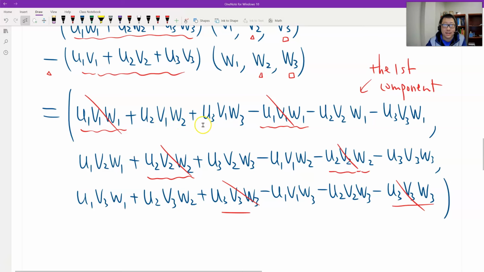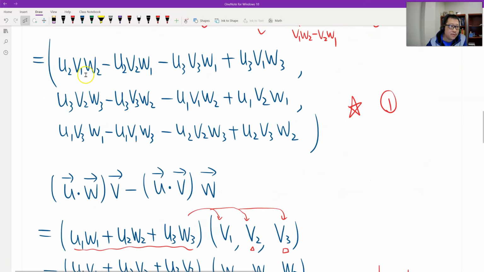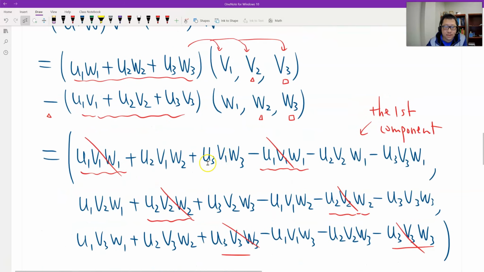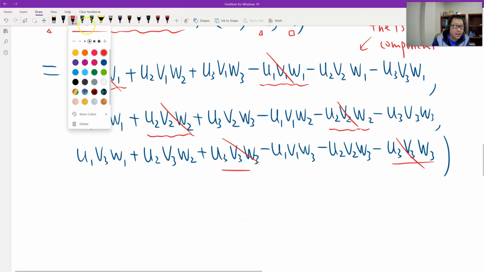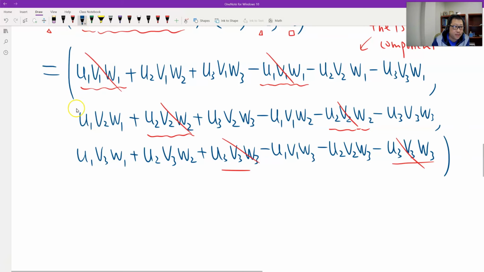Okay, and then let's verify the first positive term. U2, V1, W2, and U2, V1, W2 here. Okay, the second positive, U3, V1, W3. U3, V1, W3, exactly the same. And then you can verify the negative. The negative should be the same. And therefore, this is exactly equal to the vector in equation 1.